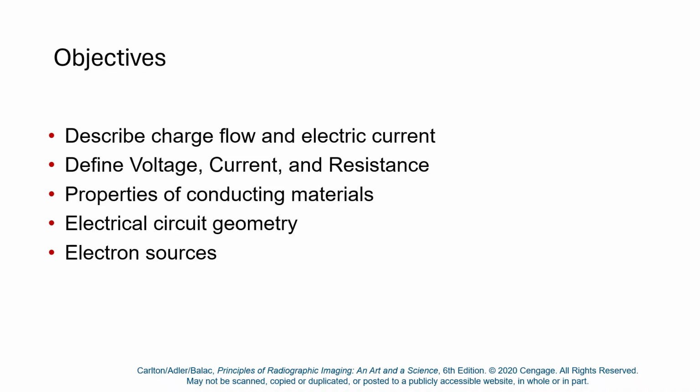Okay, getting into electrodynamics, which is electricity. It's how physicists would say electricity. Electrodynamics is charges in motion. Okay, so we're going to talk about charges in motion and how Ben Franklin got it wrong. Charge flow, electric current, voltage, current, and resistance.